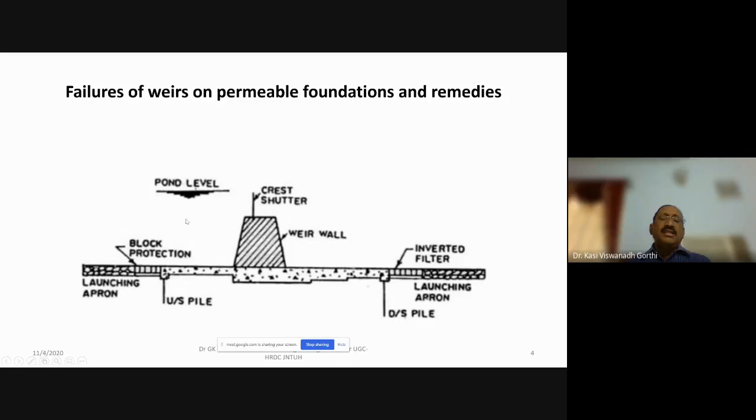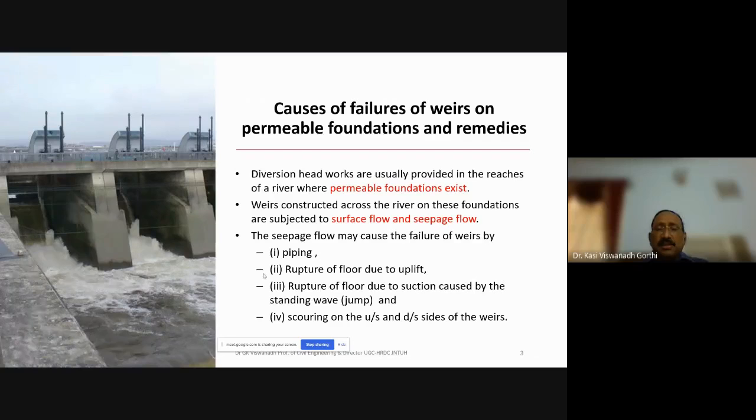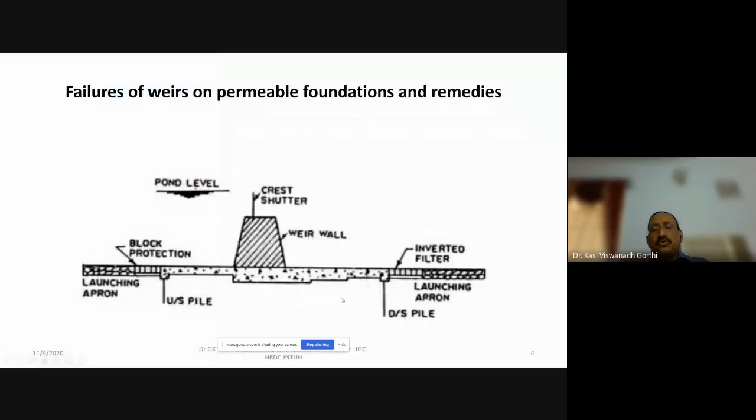Since the water is stored here, this stored water will have a tendency to flow through the foundation of this weir, leading to the failure. It may be a piping failure, as indicated, or it may be a rupture of the floor due to the uplift caused by this flowing water beneath the foundation of the weir.